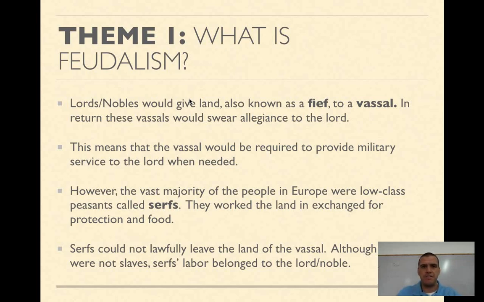And this is what is defining the feudal system: this type of social structure.